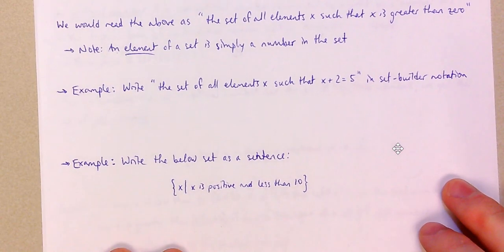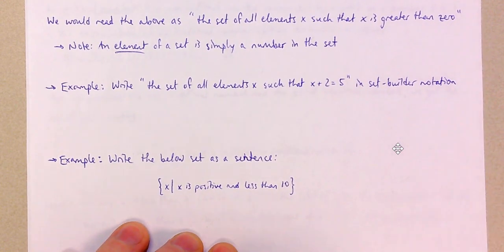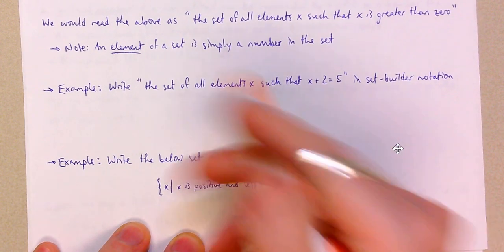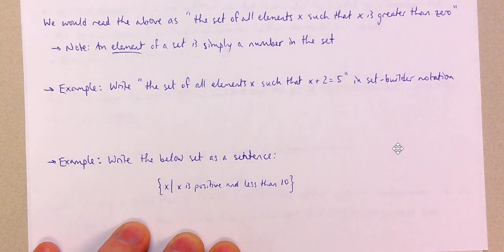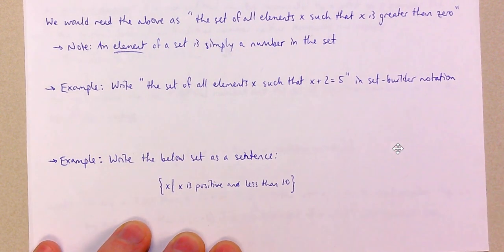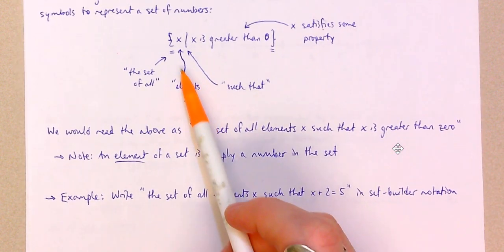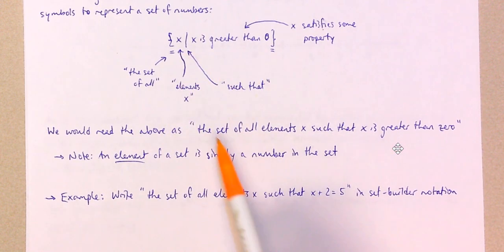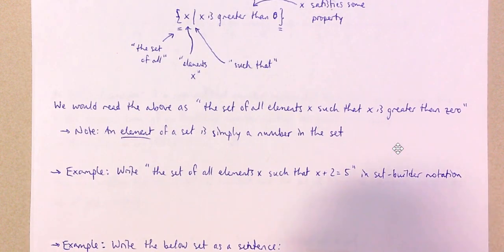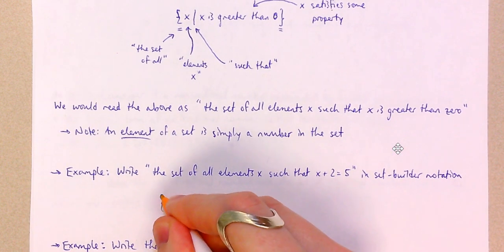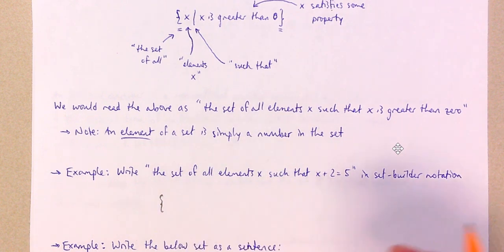So here's a couple problems, some practice switching between English and set builder notation. The set of all elements x such that x plus 2 is equal to 5. I'm going to write this in set builder notation. So comparing this to what we had right here and how that reads, we're going to have those set brackets or those braces or those squiggly brackets happening there.